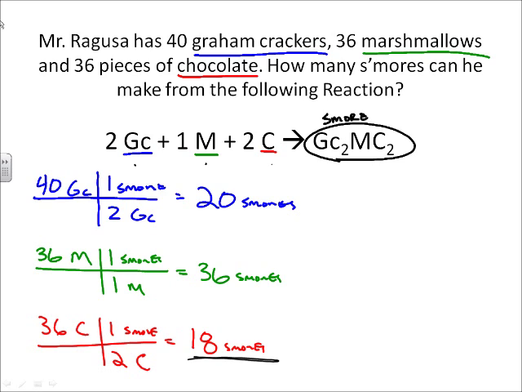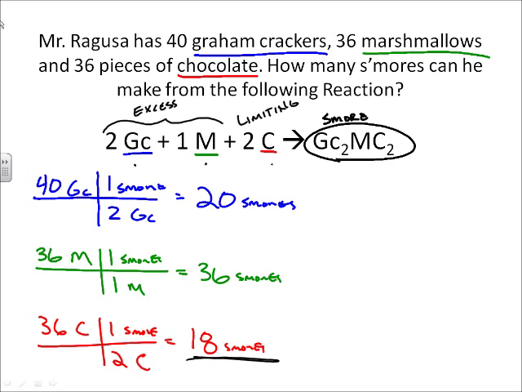Whichever one produces the less, we give that the label of your limiting reagent, which in our case happened to be chocolate. And then our other reactants, sometimes it's 1, sometimes it's 2, we call that your excess. That's the one that I have extra of. In this case, I'm going to have 4 extra graham cracker pieces that I don't end up using, but I can't make extra s'mores with them because I don't have enough chocolate. I'm going to have 18 extra marshmallows left over at the end.